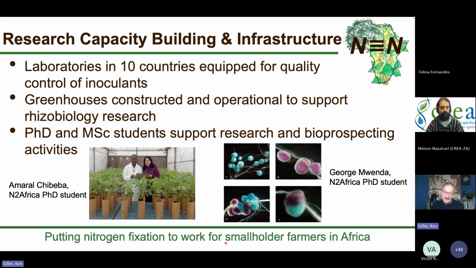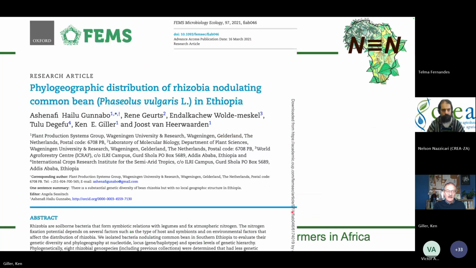We worked with researchers and research facilities in different countries to help equip laboratories and greenhouses. And we worked with many PhD and research students. Here, Amaral with Mariangela Hungria, one of our advisors who won the World Food Prize this year. Amaral did his PhD in Brazil with Mariangela, from Mozambique. And here, George Mwenda is doing competition studies with these beautifully stained rhizobium strains on nodules using different gene markers. And another student here, Ashinafi Gunabo, worked extensively in Ethiopia.